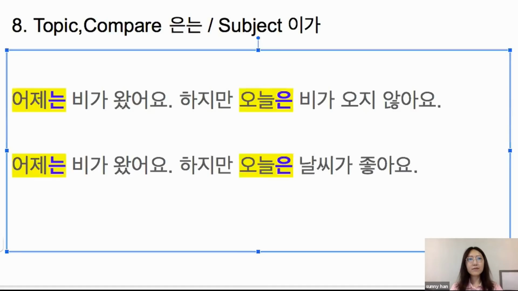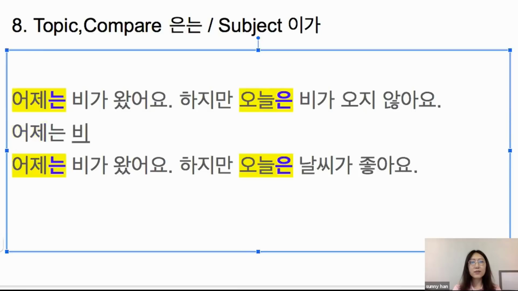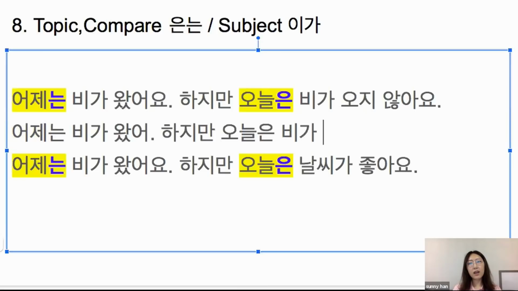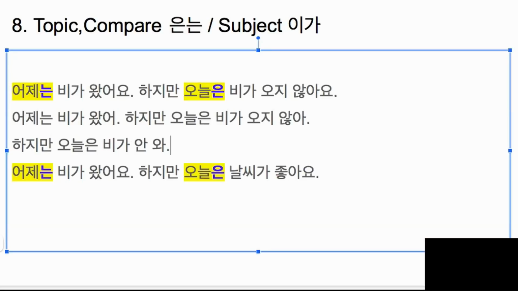Informal way? 어제는 비가 왔어. 하지만 오늘은 비가 오지 않아. Or 하지만 오늘은 비가 안 와. Right? 네. Yeah, difficult. But same meaning.